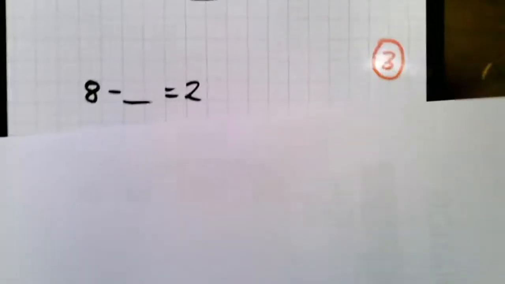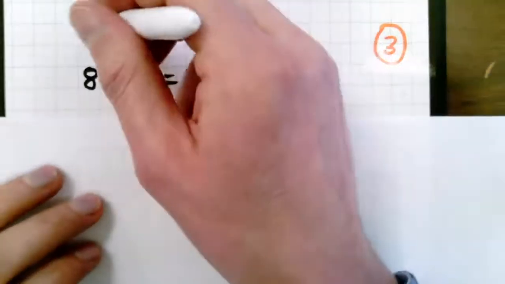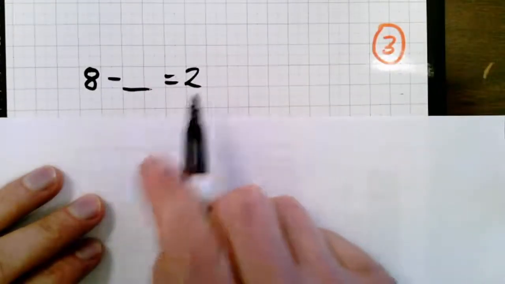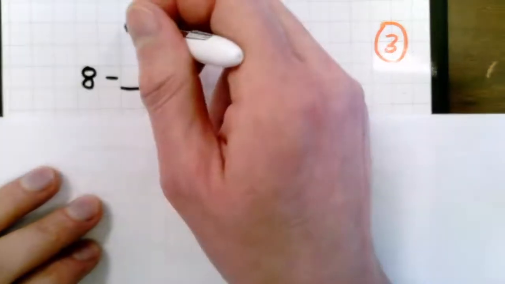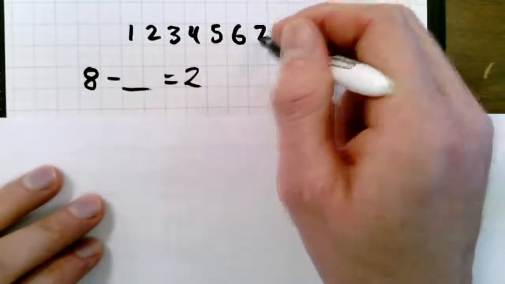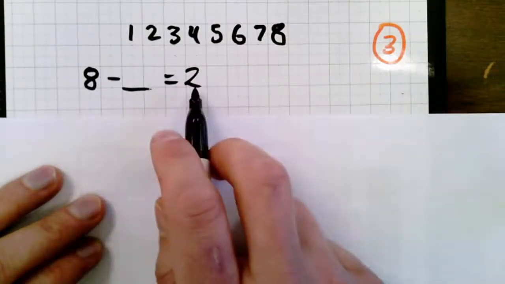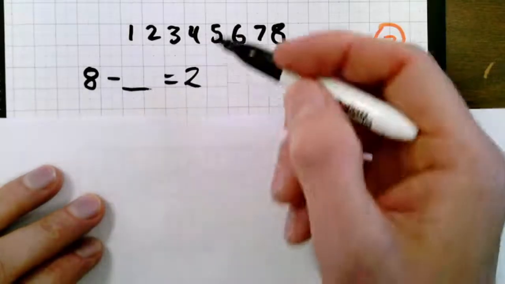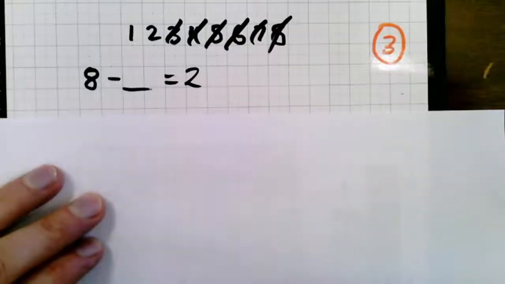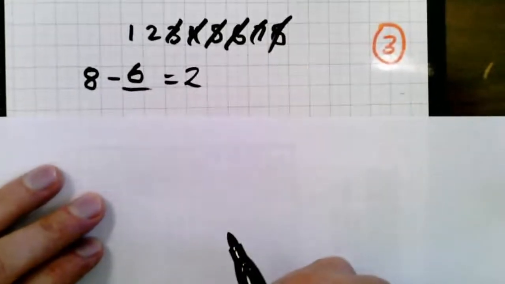Let's see if we can get harder. Okay, this time I don't have a picture. I'll have to make a picture. Let's see, it says 8 minus something equals 2. Well, we're going to start with 8: 1, 2, 3, 4, 5, 6, 7, 8. And I'm going to have to take some away so that I have only 2 left. How many do I have to take away? 2, 3, 4. It looks like I had to take away 6. 8 minus 6 is 2.